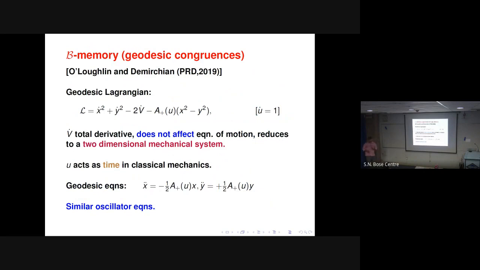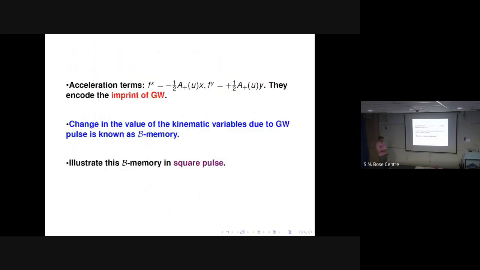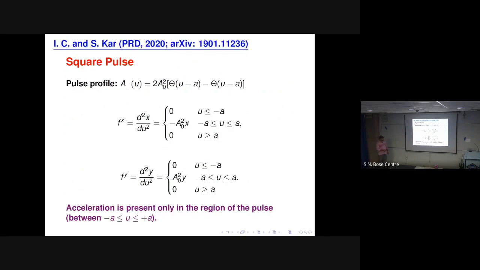So maybe you can understand it like this, that in two dimensions, the gravitational waves are giving an acceleration to the particle, right? And that is what is coming over here. Okay. So now we will try to understand this memory effect by looking at the change in the value of these kinematic variables. So you find that f_x and f_y, the acceleration, is only present in the region between minus a and plus a. That is where the gravitational wave pulses. Before and after, it is zero. The acceleration is present only in the region of the pulse.